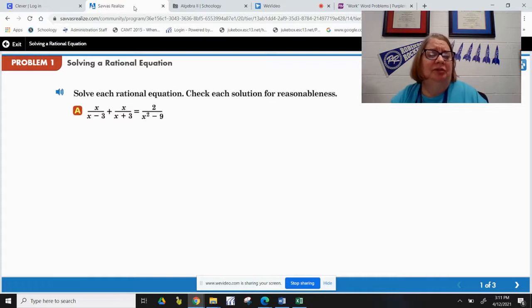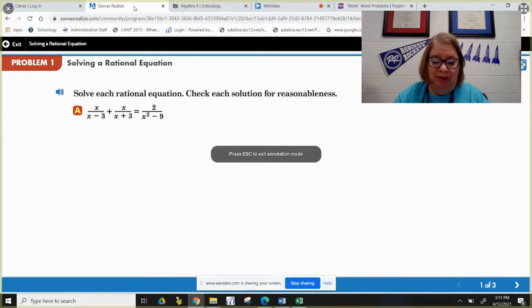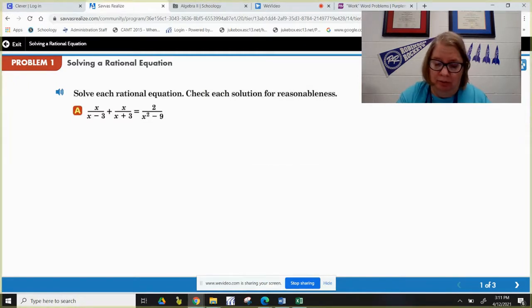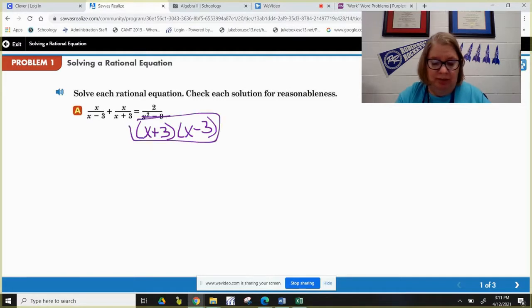We have x over x minus 3 plus x divided by x plus 3 equals 2 over x squared minus 9. First thing we need to do is factor the denominator so that we can find a common denominator. This x squared minus 9 factors as x plus 3, x minus 3. So that is my common denominator, this x plus 3, x minus 3, because it covers everything.